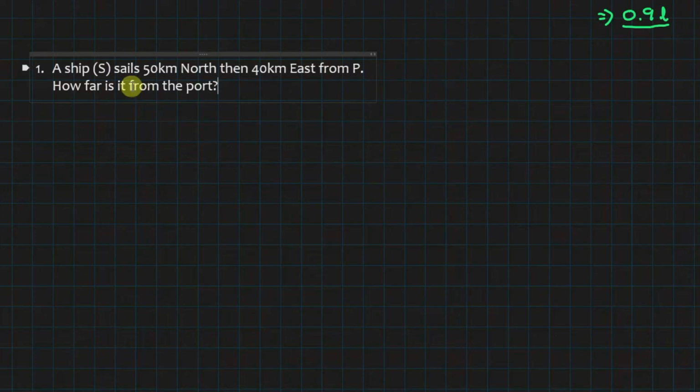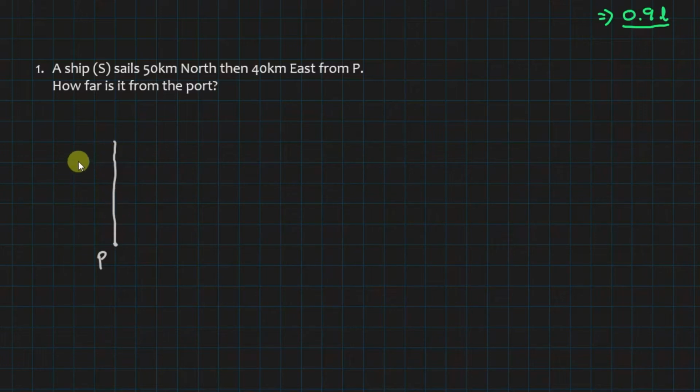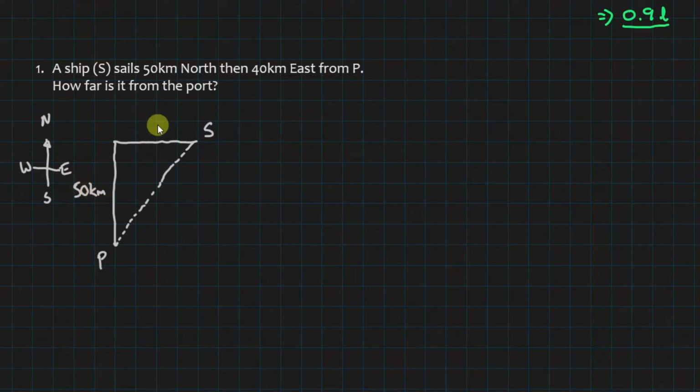So let's start off with the ship. It begins at the port P. It goes north, so always upwards, 50 kilometres. Remember our bearings: north, south, west, east. So it then goes east 40 kilometres to get to the new position for the ship. And they want to know how long this distance between the two is. So 50 kilometres north, 40 kilometres east, and we're now going into doing Pythagoras.